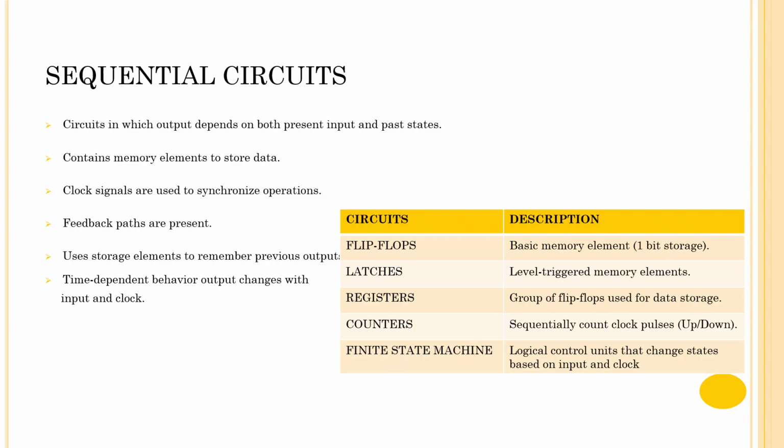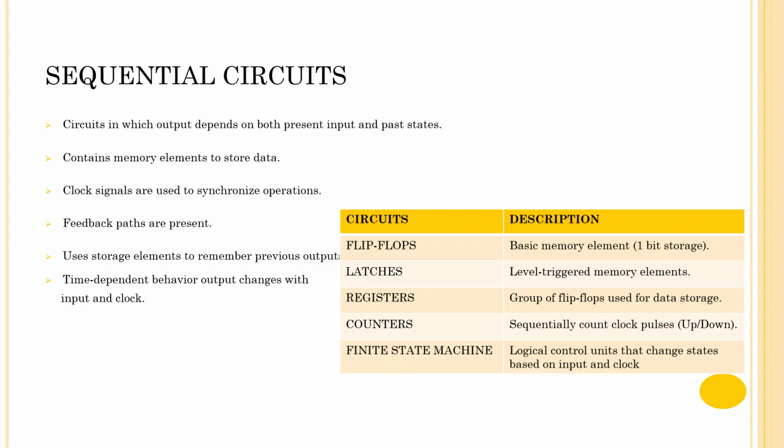So, key characteristics of sequential circuits are: first, feedback paths are present, where the output is fed back into the circuit, allowing it to maintain states. They use storage elements to retain previous outputs. The output changes based on both input and the clock signals. They can perform complex operations like counting, storing, timing, and control, which are essential in digital systems.